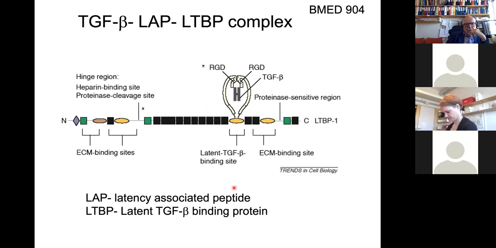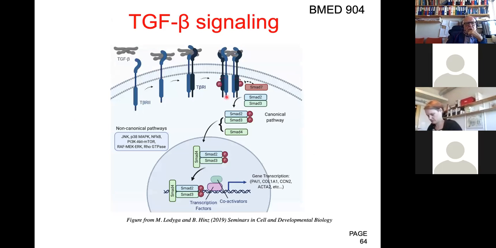The actual growth factor, TGF beta, is secreted bound to what's called latency associated peptide. That's the stuff here. It's non-covalently associated with LAP. So TGF beta signaling occurs via binding of active TGF beta to receptors, leading, in the canonical signaling pathway, to recruitment of what's called SMAD proteins that then go to the nucleus to affect transcription.